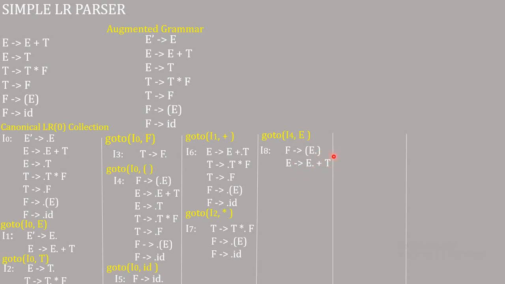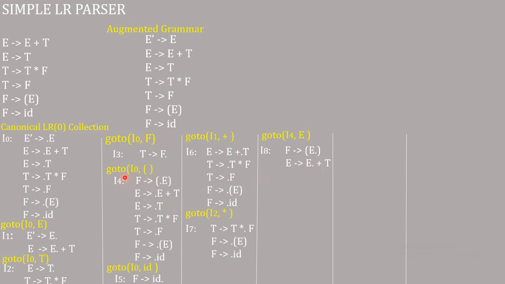Now just check for the closure operation. Here there is no possibility of applying the closure operation because the dot is followed by a terminal. Here also the dot is followed by the terminal plus, so there is no possibility of applying the closure operation. So let us proceed further.